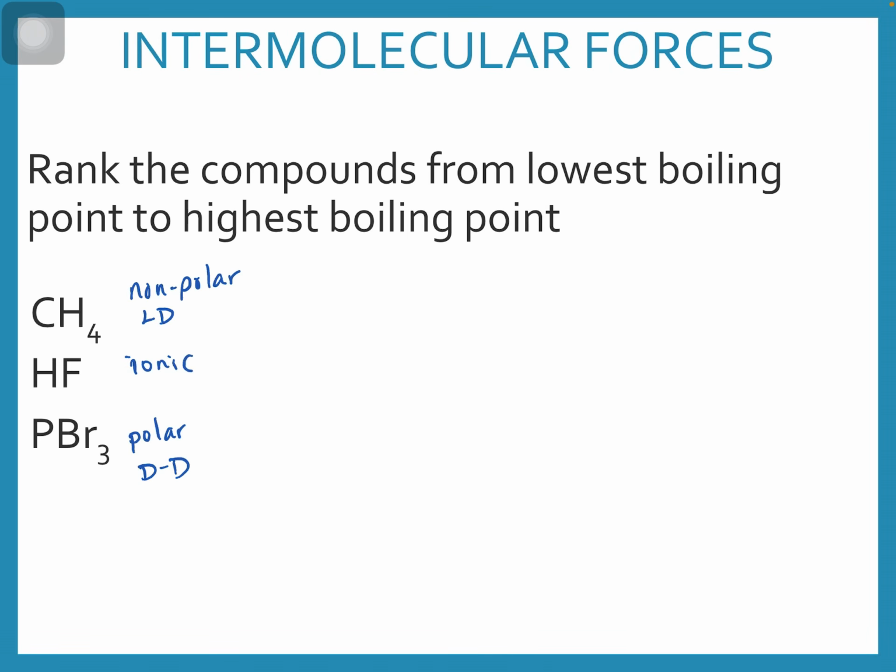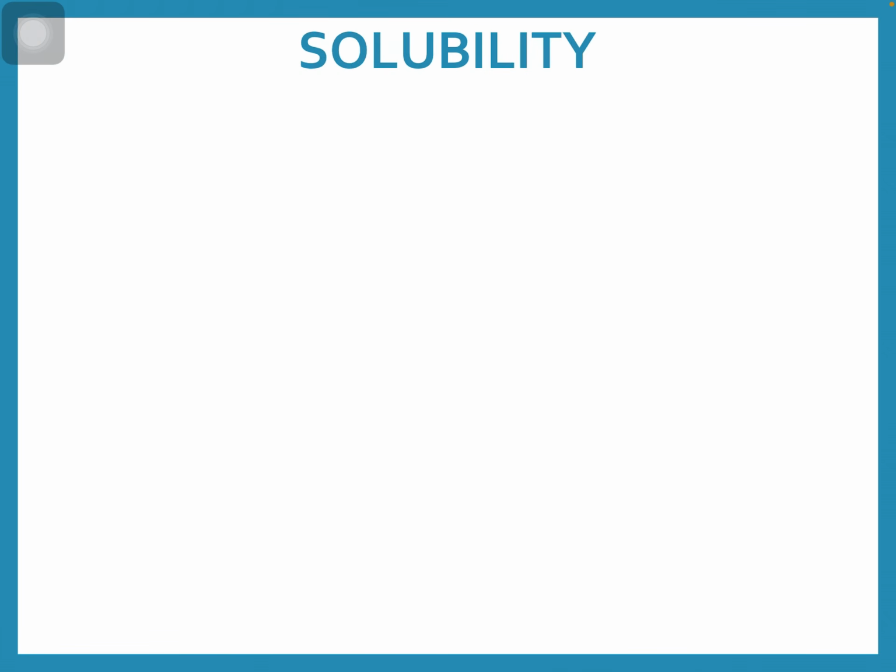So when we look at the relative strengths, the lowest boiling and melting points would be methane, hydrogen fluoride or hydrofluoric acid would be the highest, and phosphorus tribromide would be in between those two.